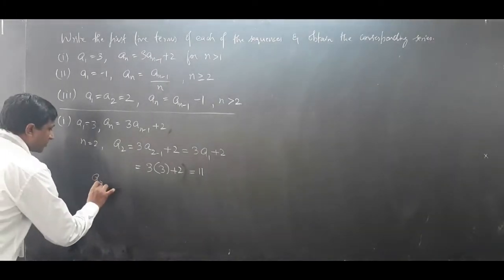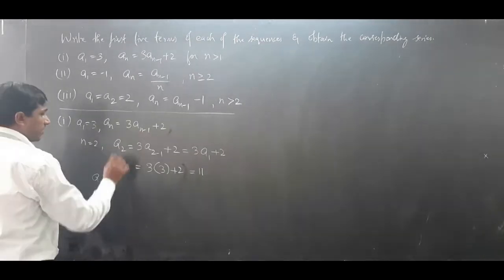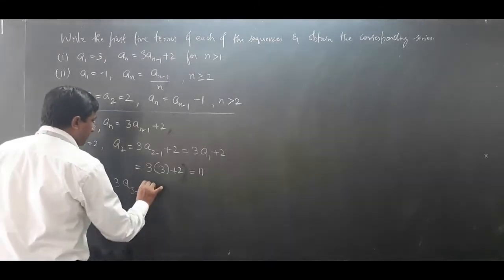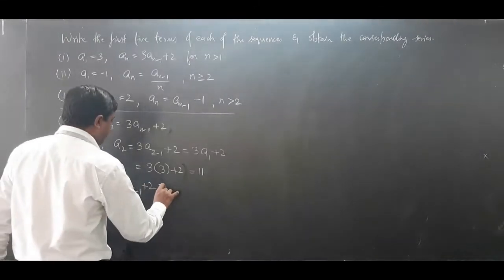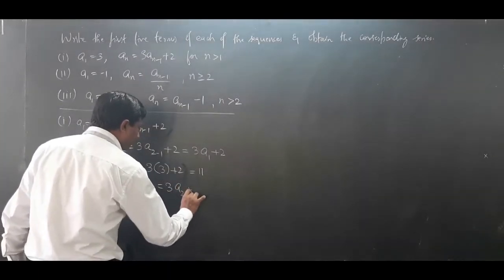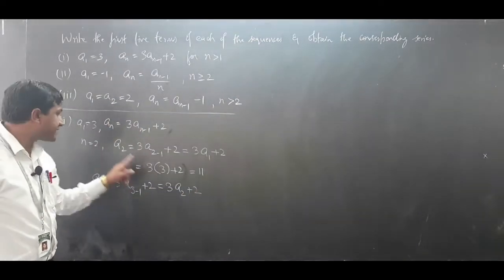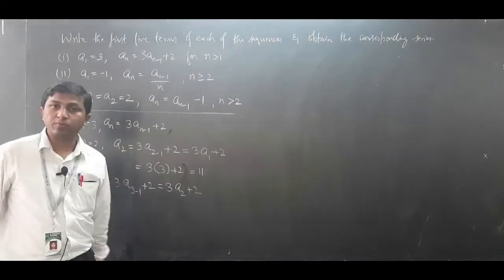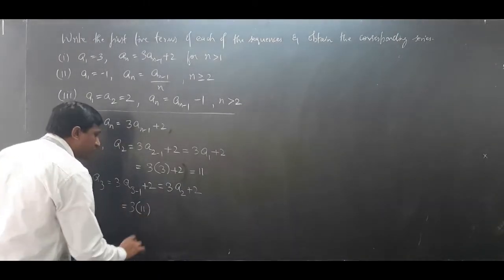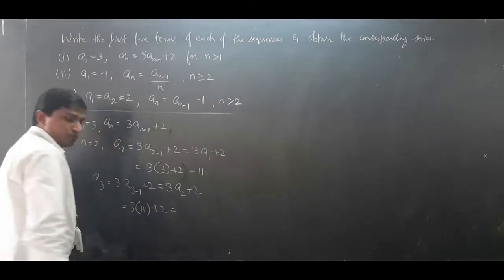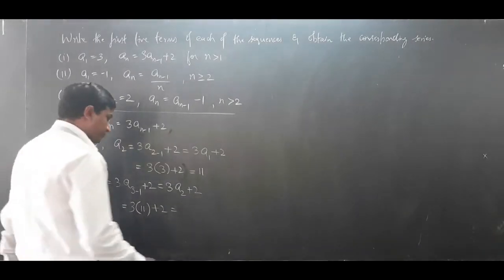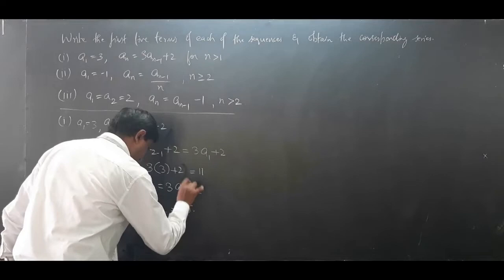Moving on, third term a3 is nothing but 3 into a3 minus 1 plus 2. So this is nothing but 3 into a2 plus 2. What is a2? Just now we calculated a2 to be 11. Substituting here, what do we get? 3 into 11 plus 2. So what is that equal to? 3 elevens are 33. 33 plus 2, we get 35.